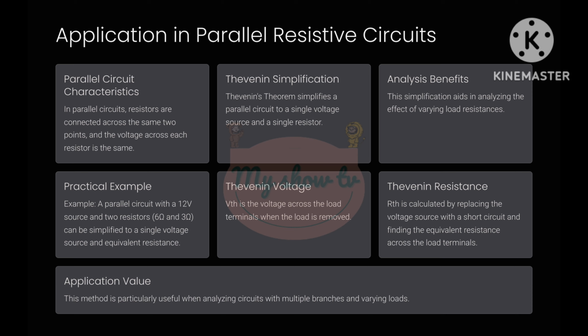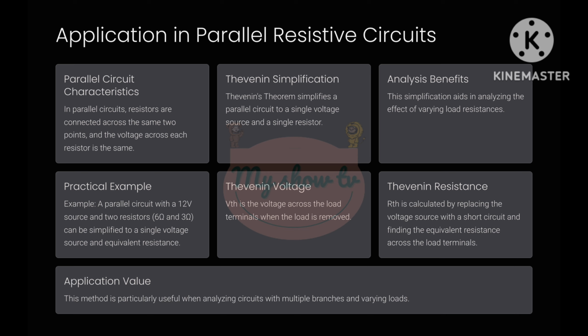Instead of working through parallel current and voltage calculations, we can find the Thevenin equivalent circuit across the terminals of interest. Thevenin voltage in this case is simply the voltage across the open terminals, which would be 12 volts since voltage in a parallel branch remains the same. Thevenin resistance would be the parallel combination of the two resistors, which is calculated as 1 divided by RTh equals 1 divided by 6 plus 1 divided by 3. Solving this gives RTh equals 2 ohms.